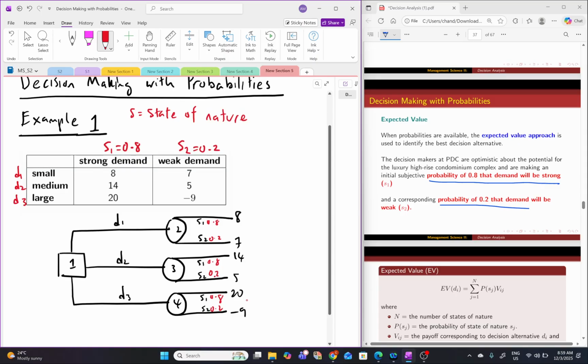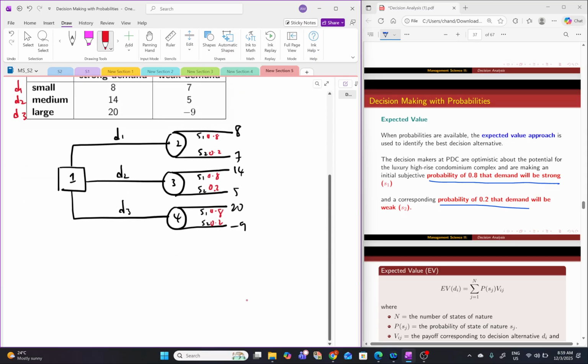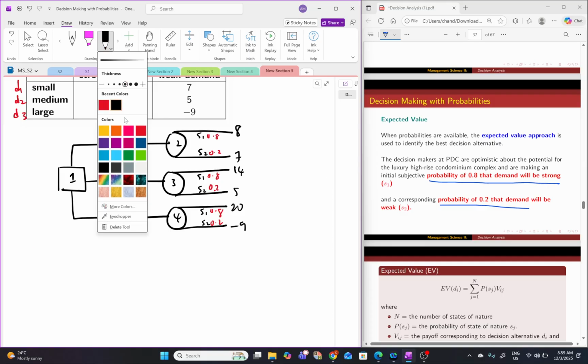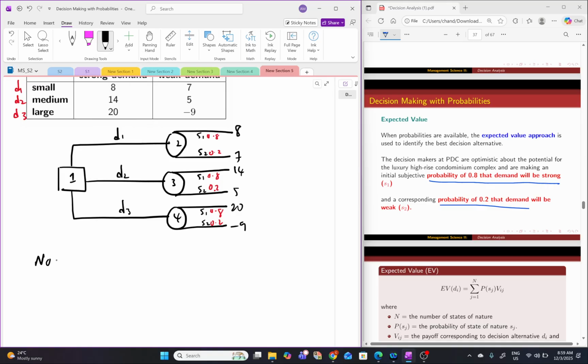Now we're going to do some computation here. For decision, this is known as a node, N-O-D-E. Untuk alternative ni D1, D2, D3 ni, you akan letak petak or square node. For state of nature, you akan letak circle. Okay, that's the idea.